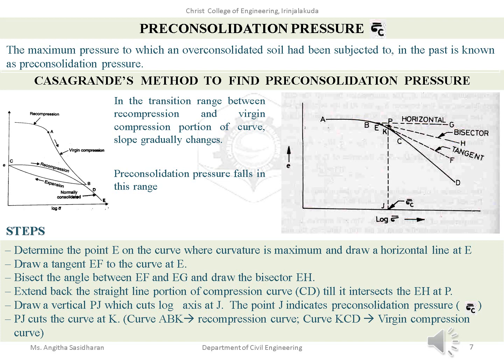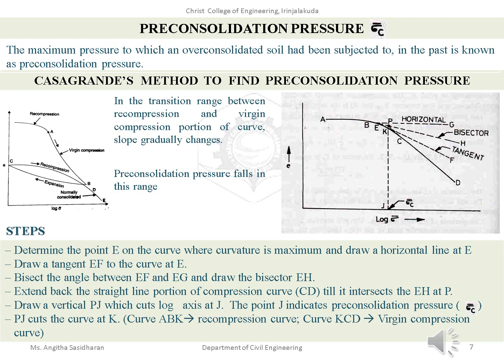We have to draw a horizontal line at E. This is the horizontal line drawn at E, and that line is EG. Now draw a tangent EF to the curve at E. So at this point E, you have to draw a tangent to the curve, and the tangent is EF. Then you have a horizontal line and a tangent. Now you have to bisect this angle, the midway between the angle. You have to draw another line, the bisector, and that is EH.